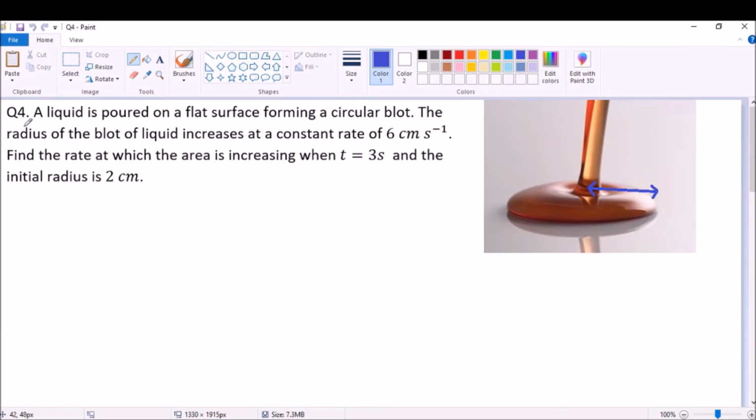Question 4. A liquid is poured on a flat surface forming a circular pot. The radius of the pot of liquid increases at a constant rate of 6 cm per second. Find the rate at which the area is increasing when t equals 3 seconds and the initial radius is 2 cm.